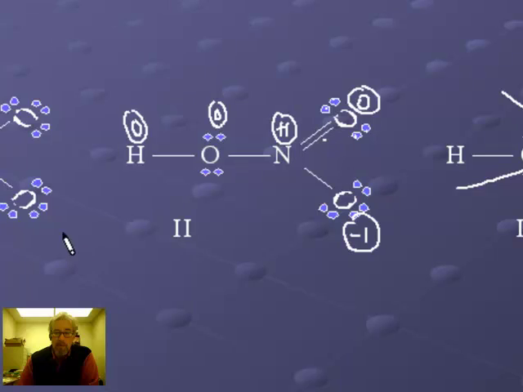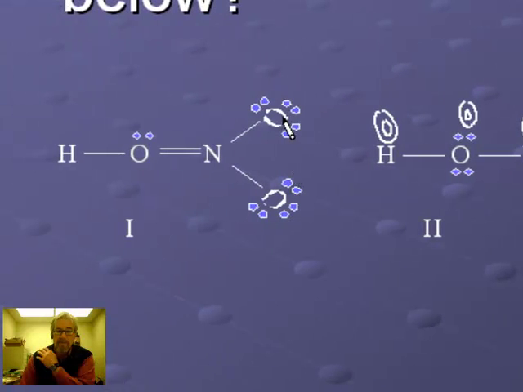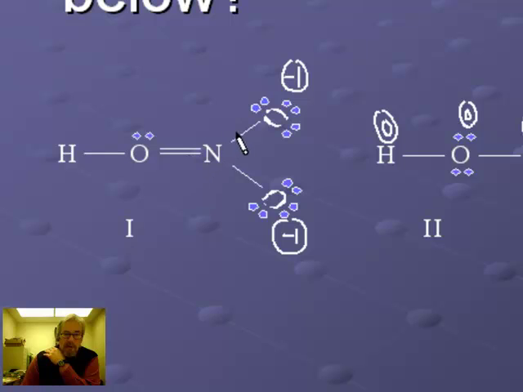Let's check out structure number 1. For this oxygen, it's a single bonded oxygen. We've already seen those are minus 1. And same thing down here. Let's look at the nitrogen. Starting from 5, 4, 3, 2, plus 1. Oxygen, starting from 6, 5, 4, 3, 2, 1, plus 1.